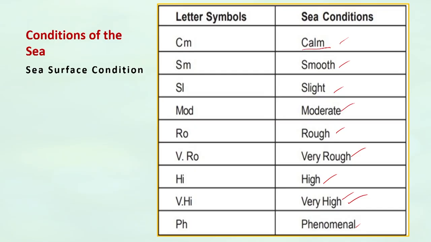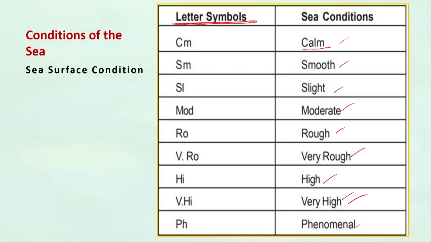So, calm can be represented with letter symbols, there are no pictorial symbols to represent sea conditions. Only English alphabets are used to represent the sea surface condition in the weather map. CM means calm, SM means smooth, easy to remember, SL means slight, MOD means moderate, RO means rough, V dot RO means very rough, HI means high, V dot HI means very high, PH means phenomenal, more than very high, right. Okay.